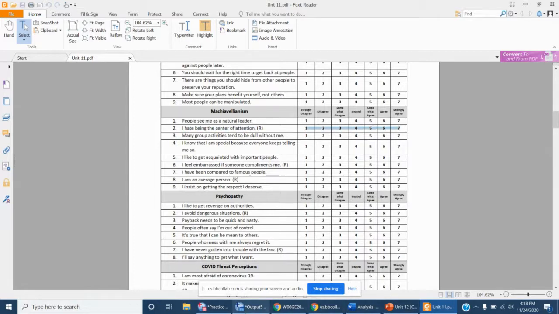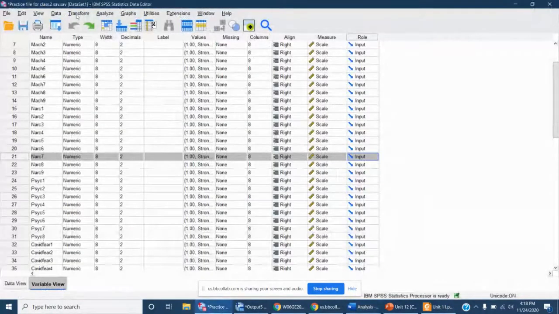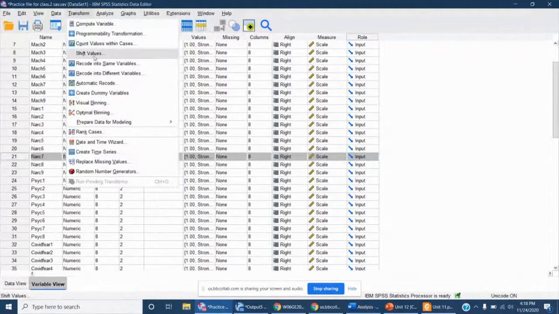So I will show you now how we will reverse code them. We just need to remember that there are two questions here, question number 2 and question number 6. These two questions are also part of our table. Now I will go to the Transform button. I will go to Recode into Same Variables.